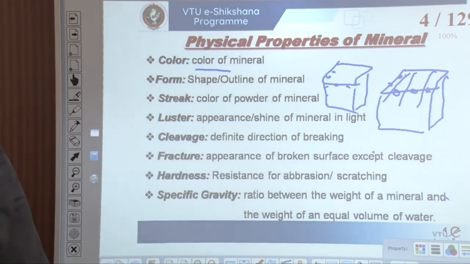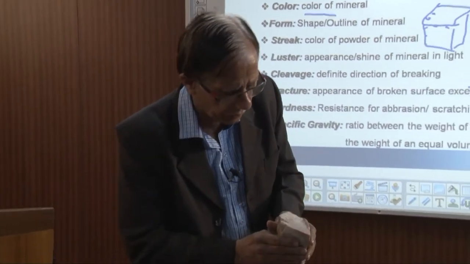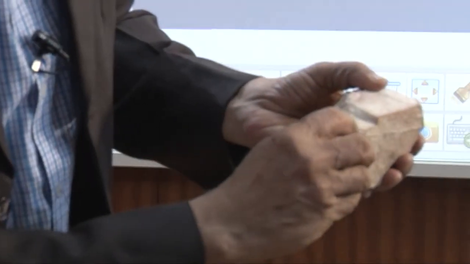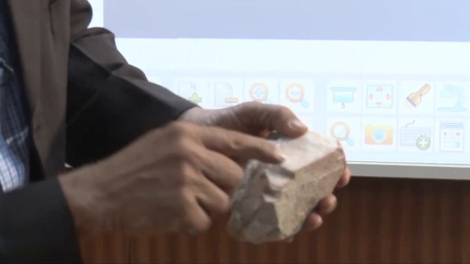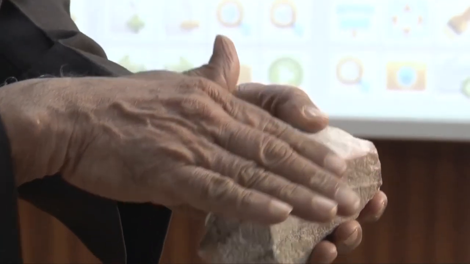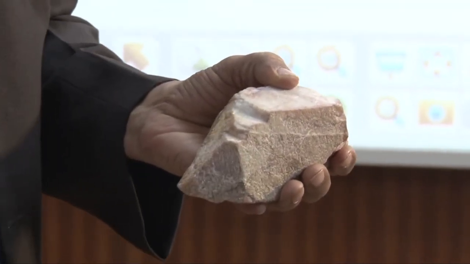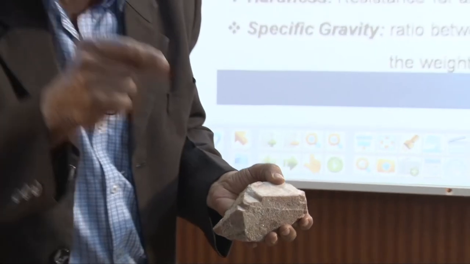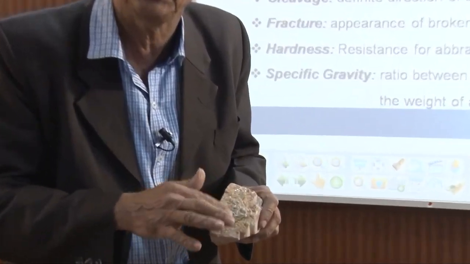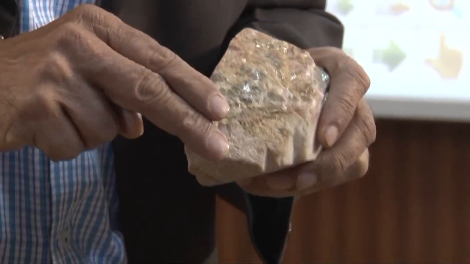Friends, suppose a mineral has a cleavage, what happens is, this is a specimen. If a mineral has a cleavage, for example, here we have steps. This step, this step, this step, all are smooth, plain, even, shining. That is an indication of a cleavage. Here in this direction, there is nothing like a plain, even or smooth surface, no shining. There is no cleavage in this direction.